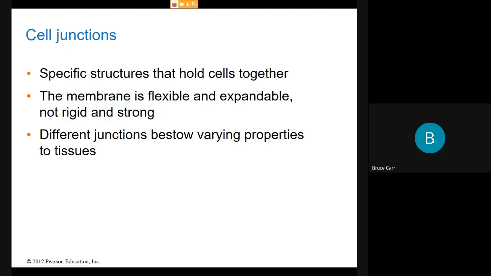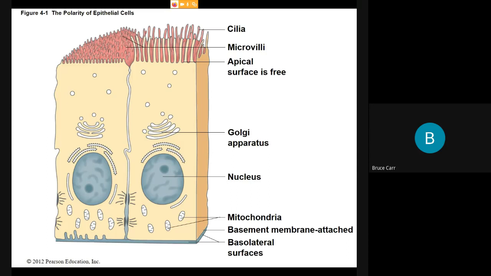So if you think of the ways we join things when we're doing arts or construction, we glue things, we rivet things, we make buttons, we have rivets with holes in the middle, so they're perforated. We stitch things together with needle and thread. All of these cell junctions resemble one of those methods or another. So we're going to take a look at these cell junctions first.